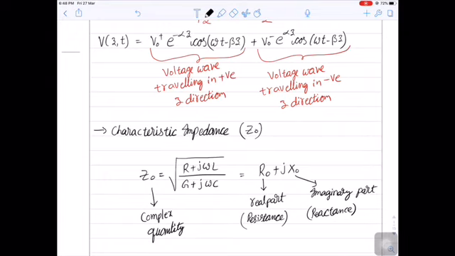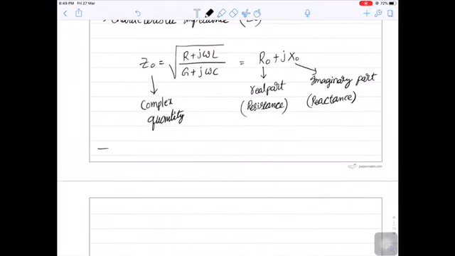The values of R, L, G, C are per unit length, whereas the values of R0 and X0 are taken for the complete length of the transmission line. The other parameter that we have seen in this process is gamma, which is equal to √((R + jωL)(G + jωC)). So, this is the propagation constant.